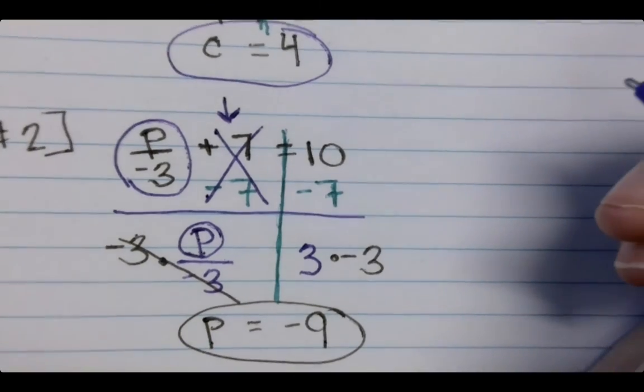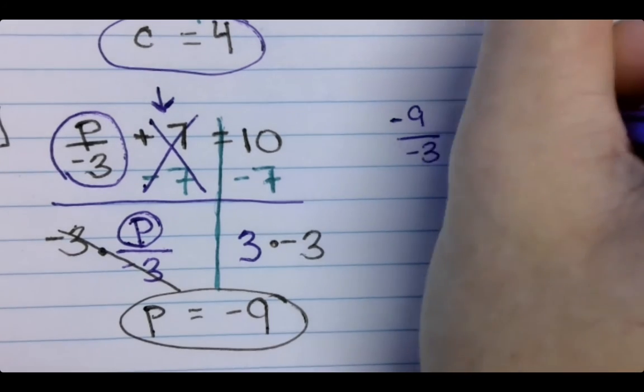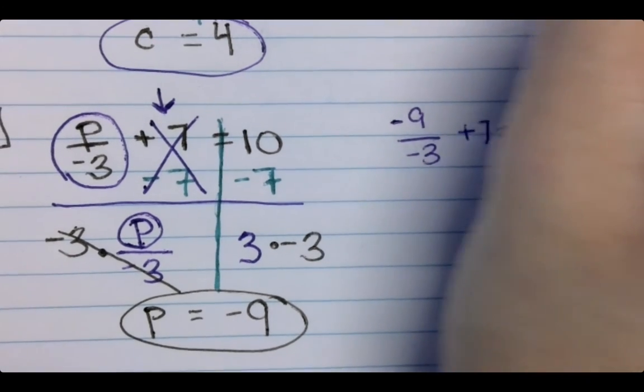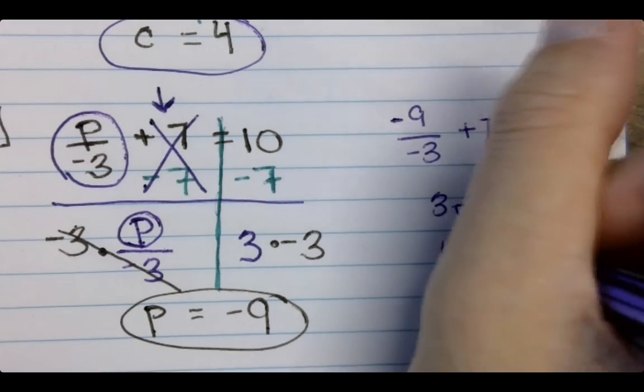And if I check that real fast, because I'm running out of time, negative 9 divided by negative 3 plus 7 equals 10. 3 plus 7 equals 10, and that is true.